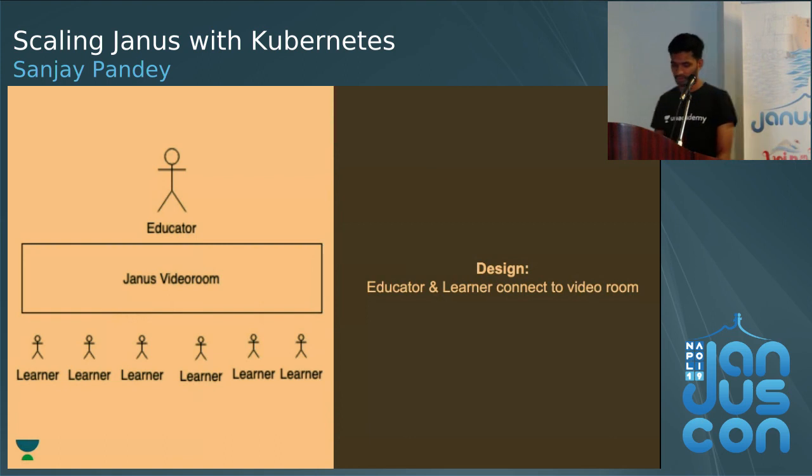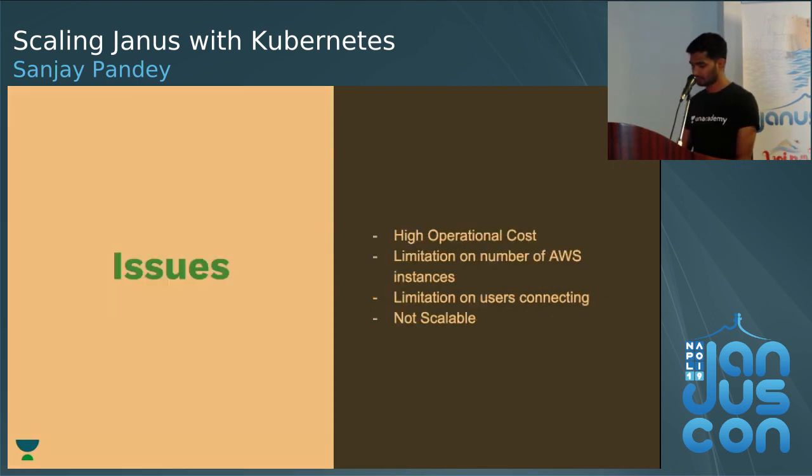Initially, we started off with the normal Janus video room. In this, the publisher would be connecting to the video room, and then there would be learners. Initially, we didn't face any problems because we had fewer learners and few educators. The initial design of Janus was going very well until we had bottlenecks of too many learners, and the educators were also growing. Then this design had a few bottlenecks. We were incurring a lot of operational costs, and we had limitations on the AWS instances. And we were having limitations on the number of users connecting to the video room. And this model was not scalable.